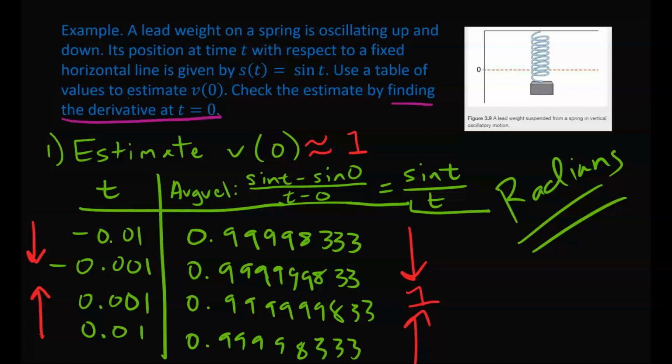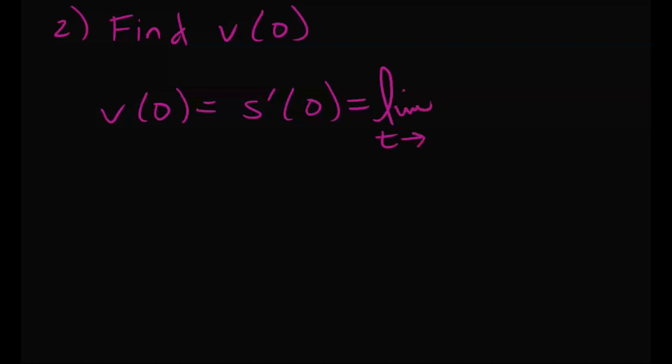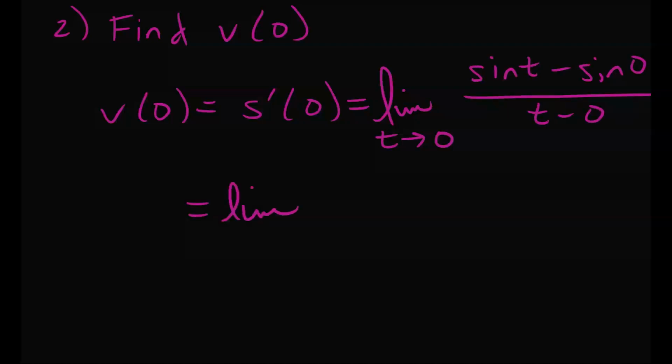All right, now let's find the derivative at t equals 0 to see what the exact velocity is at 0. All right, let's find v of 0. So v of 0 is s prime of 0. And here, because we're taking the limit of the formula for average velocity, it is useful to use that alternative form of the definition. So as t goes to 0, we have sine of t minus sine of 0 over t minus 0. And as we noticed before, we can simplify this because sine of 0 is just 0.